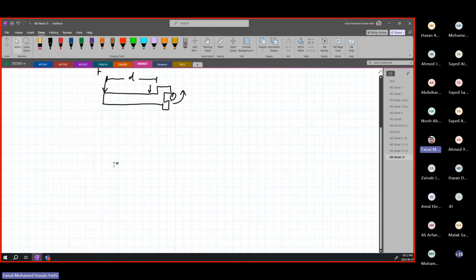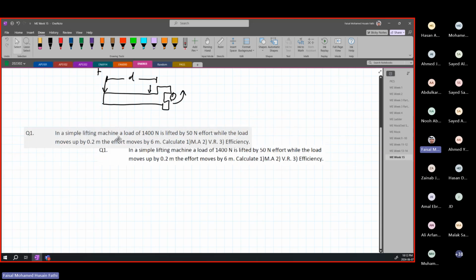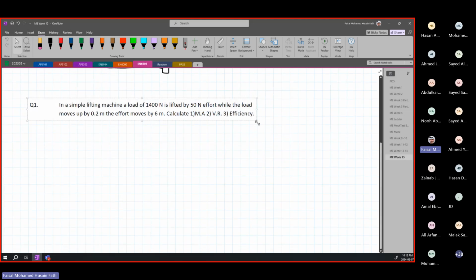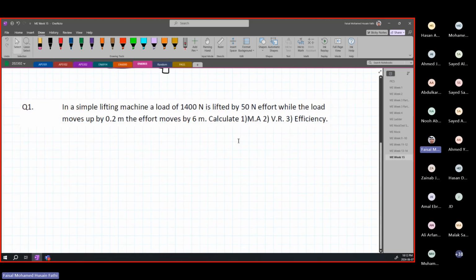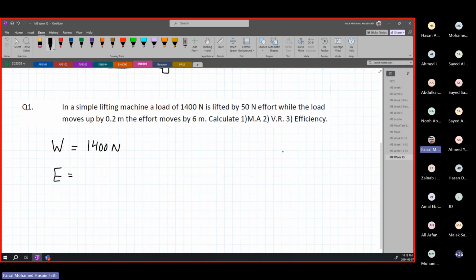Let's go directly into it. Let's start directly by solving questions, and I will explain as I go while solving questions about everything. Okay? So if we look at question 1 from the worksheet, in a simple lifting machine, a load of 1400 newtons is lifted. All right, so when we're talking about load, I'm going to label my load as W. So W is my load of 1400 newtons, lifted by a 50 newton effort. Meaning the effort that has been put, the input of ours, is 50 newtons.